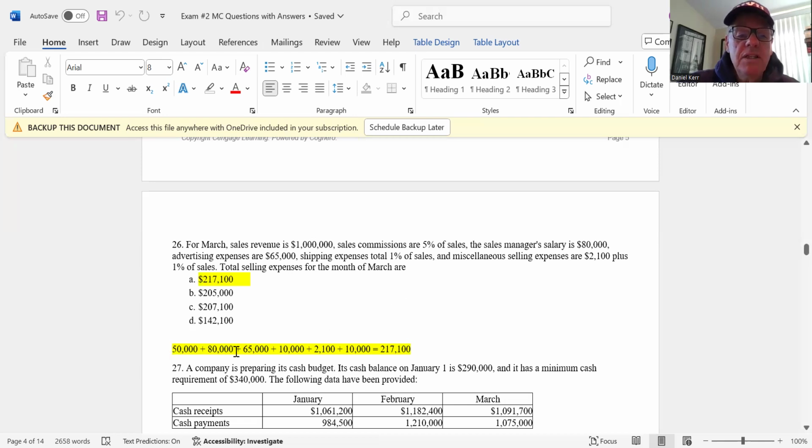Sales manager's salary is 80,000. Advertising expenses are 65,000. Shipping expenses are 1% of sales, which is 10,000. Miscellaneous selling expenses are $2,100 plus 1% of sales, and 1% of sales for 1 million is 10,000. So your answer there is 217,000. So the answer is A.